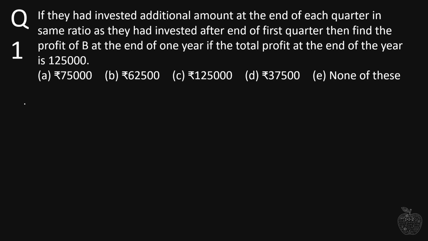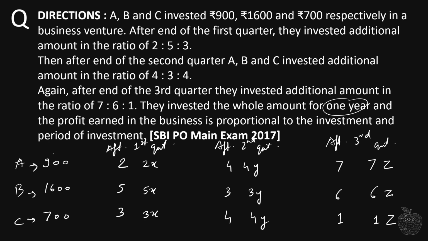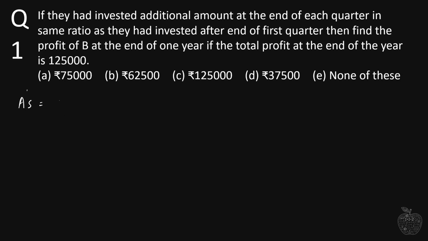Now pay attention here. Let's first start with A. A's investment here is 900, and the total time period we are talking about is a year. So A invested this 900 rupees for the entirety of 12 months. Now after the end of first quarter, he invested some additional amount. And the question is telling me that they invested additional amount at the end of each quarter in the same ratio as they had invested at the end of first quarter.